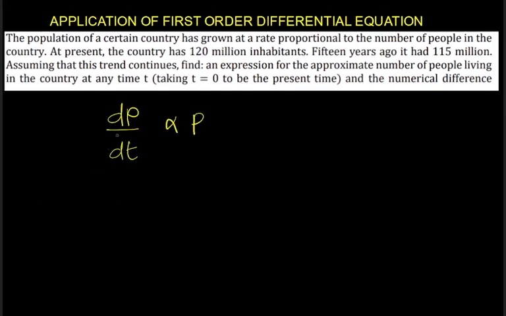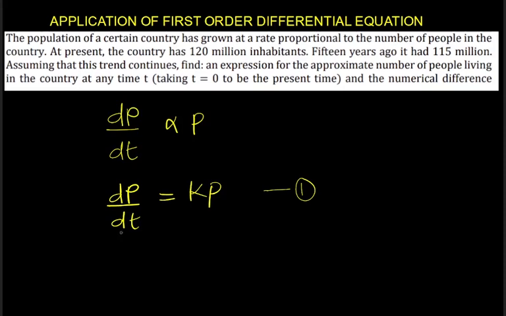To remove the proportional sign, you are going to apply your constant k and include the equality sign. So this is going to yield dP over dt equals kP. You can denote this as your equation 1.